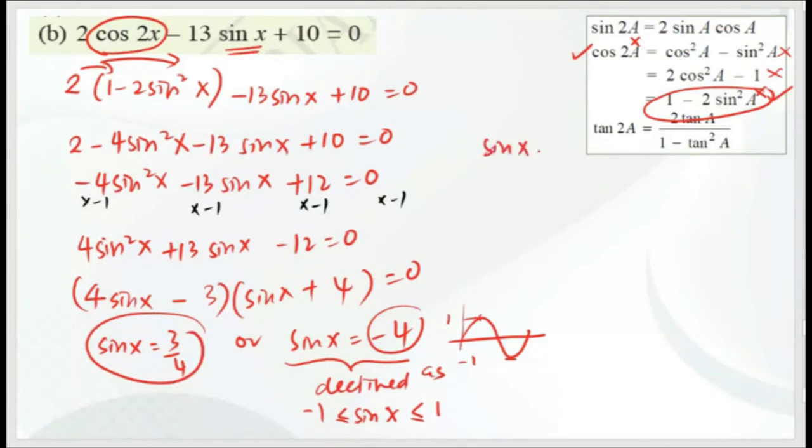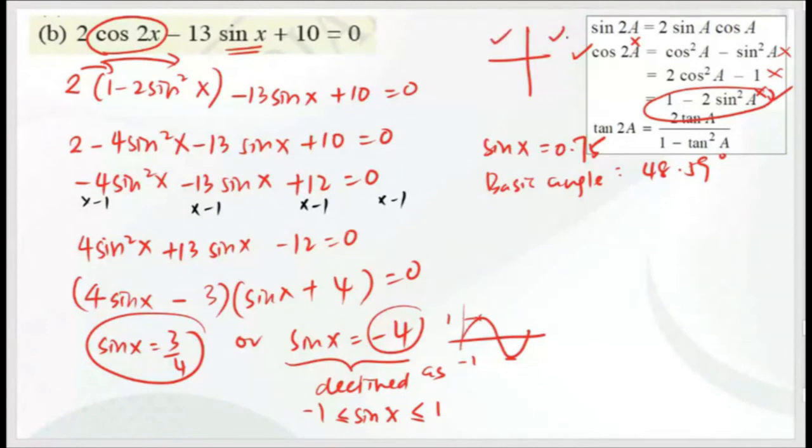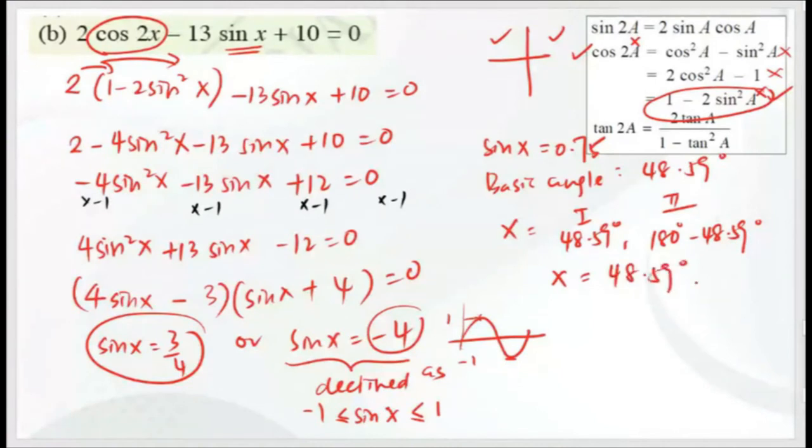Sine x equal to 3 over 4 is 0.75. So you find out the basic angle first. What is your basic angle for 0.75? Shift sine 0.75, so it's 48.59 degree. And after this, you see positive, positive. So first and second quadrant. X is in the first quadrant, 48.59 degree. Then the second quadrant, 180 minus 48.59 degree. So value for X is 48.59 degree and 131.41 degree.